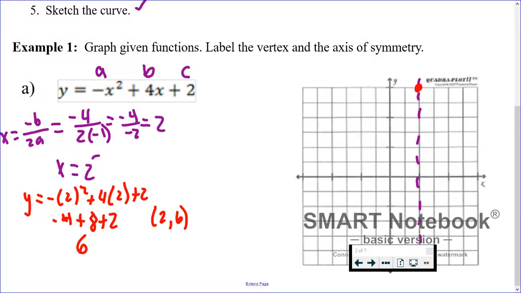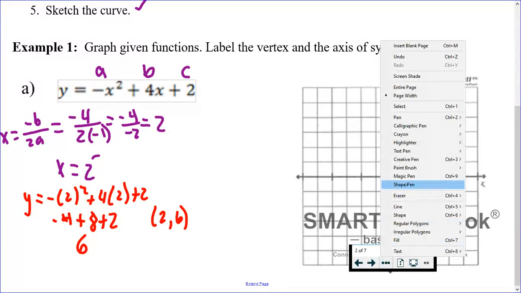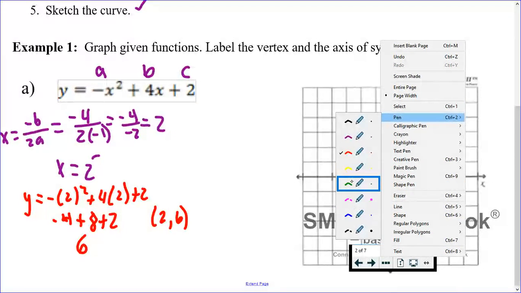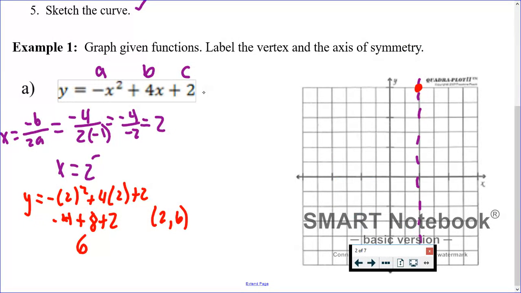The other thing we learned is that the y-intercept is just the c value. So the ordered pair (0, 2) is going to be the y-intercept of our graph. So this one goes right here.